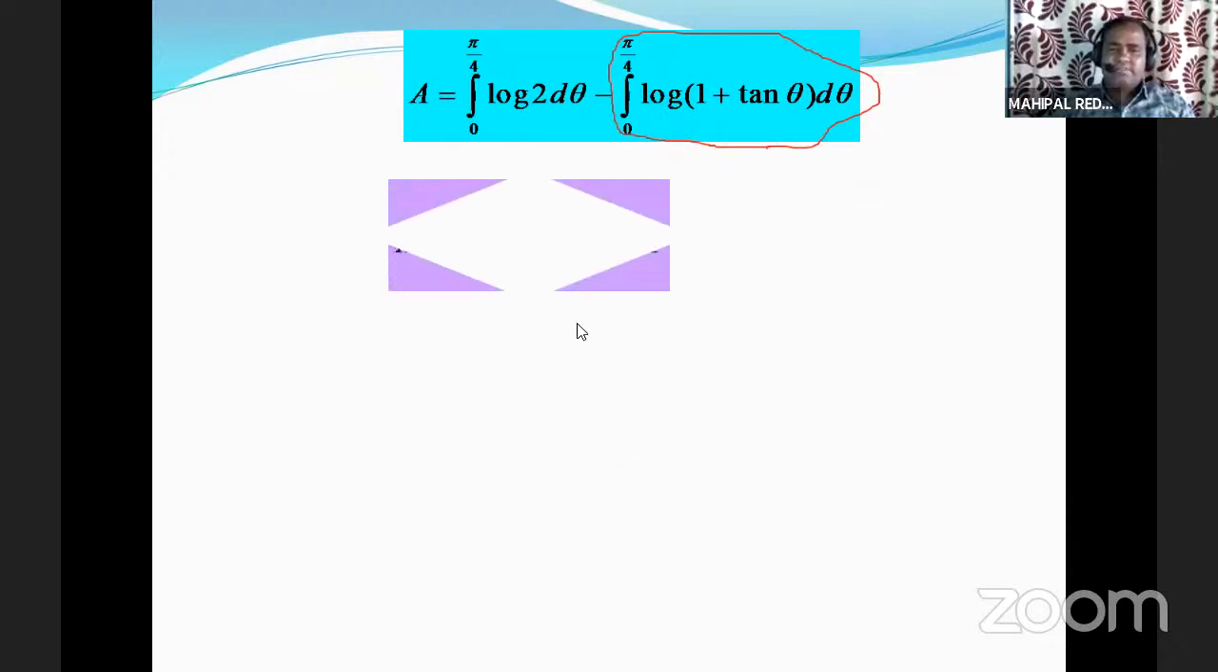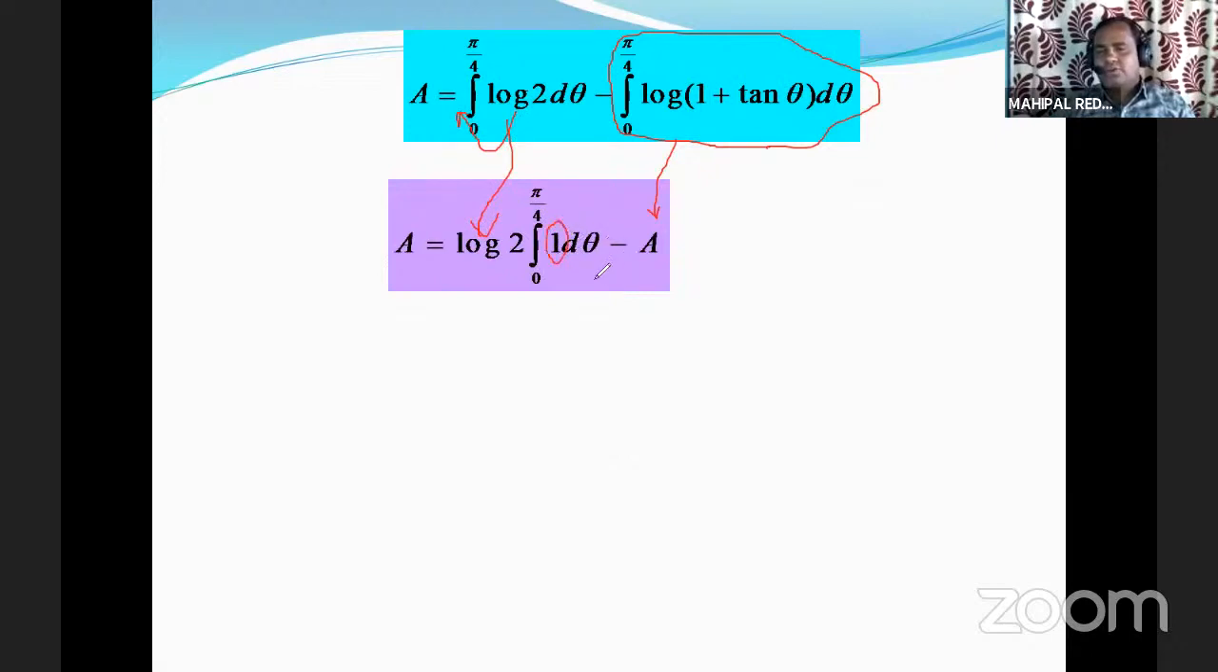Therefore, it is replaced as now. This is the value of the A. And log 2 is a numerical value, so I'm writing log 2 outside: log 2 into integration 0 to pi by 4, the remaining is 1 into theta variable d theta. And this is actually the A, from equation 1, which we choose as equation 1A.